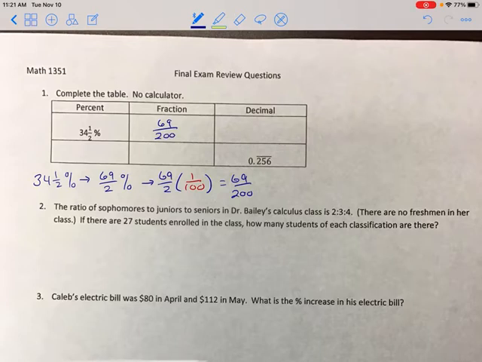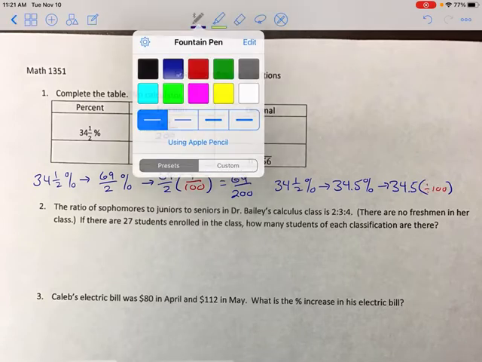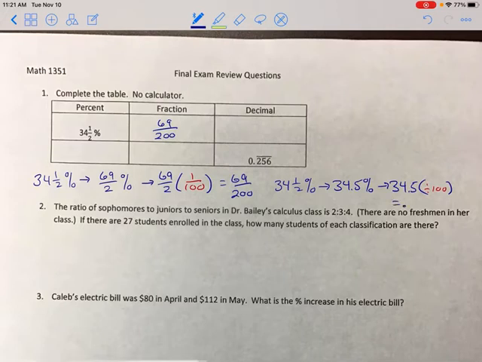Now to do the decimal, I would take 34.5% and I would write it as 34.5%. Then again, I want to replace my percent with something equivalent. This time I'm going to use divide by 100, and then that is going to give me 0.345.